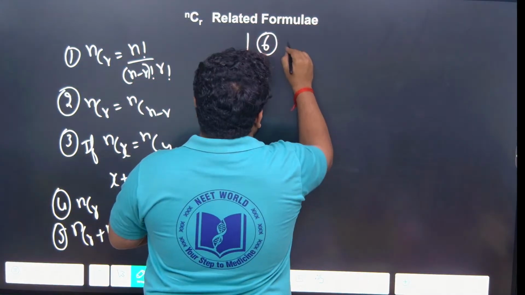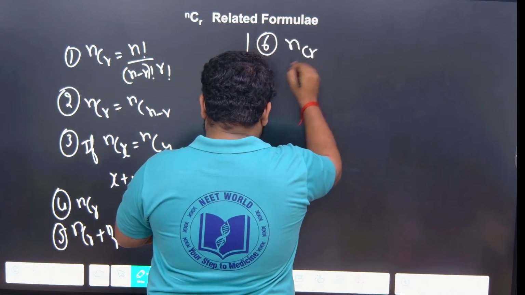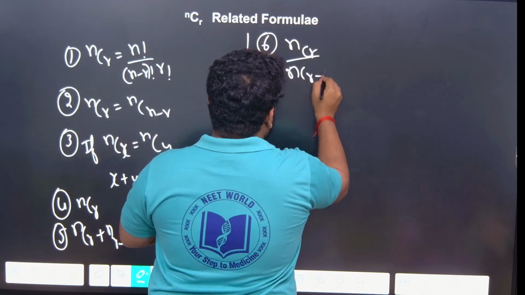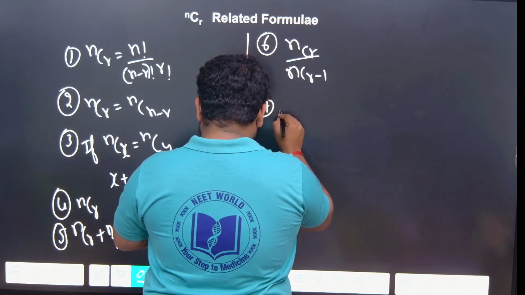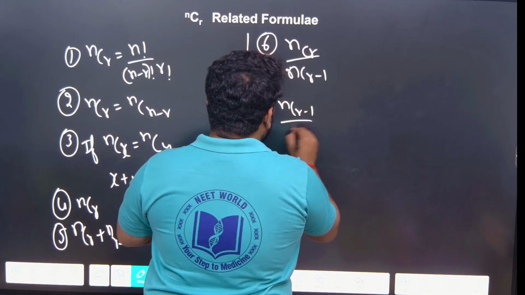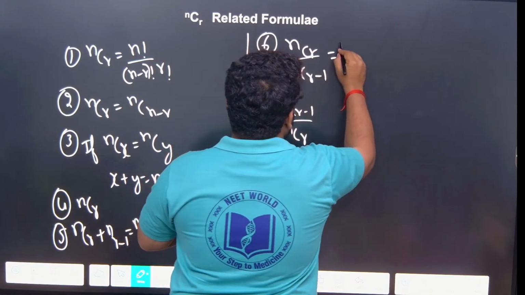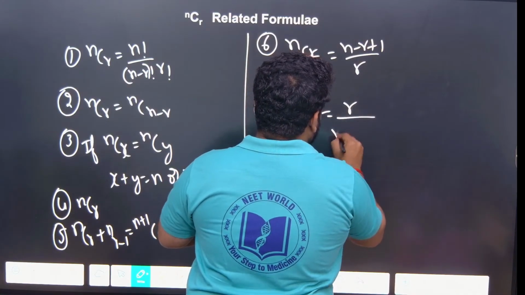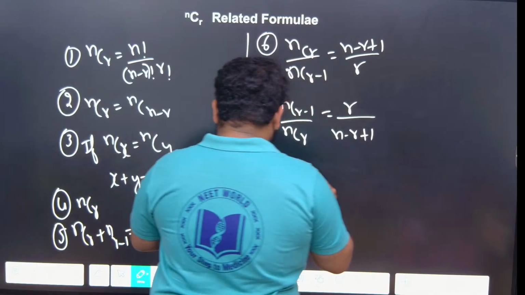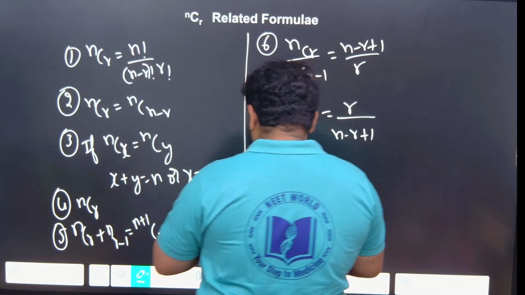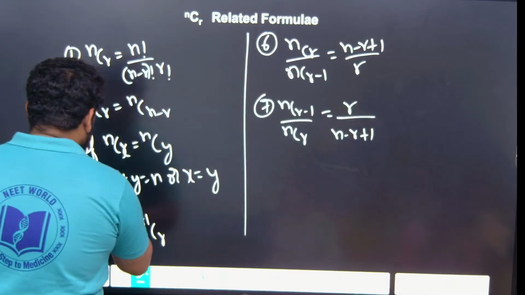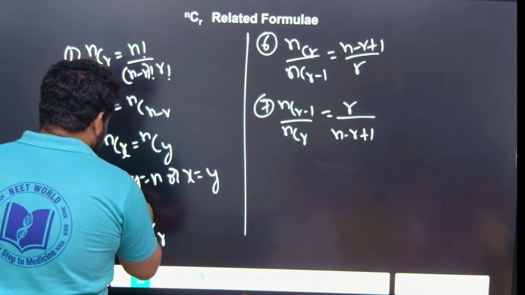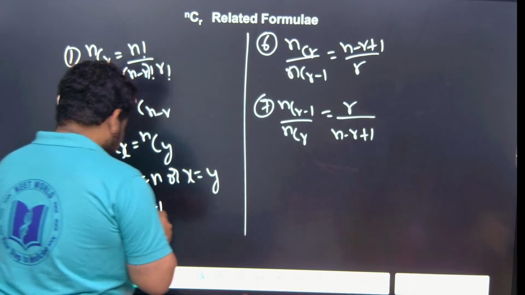Next, sixth one, nCr by nC(r minus 1). Seventh one, nC(r minus 1) by nCr. This can be written as (n minus r plus 1) by r. This is the reverse, you can write it as r by (n minus r plus 1). Now, this can be written as n by r, (n minus 1)C(r minus 1).